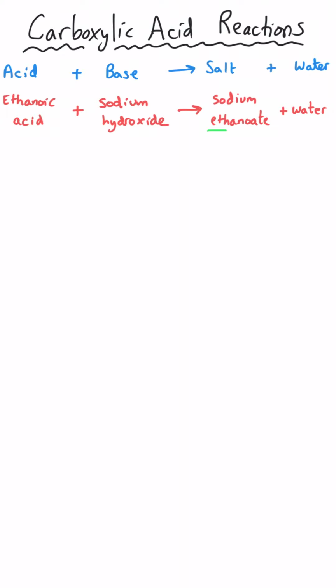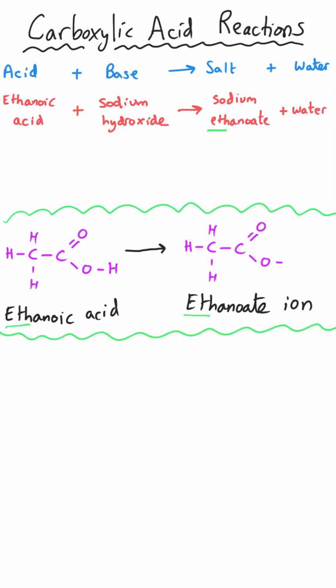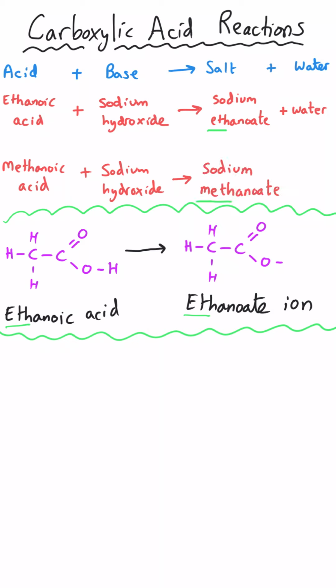What you make is a carboxylate salt. So for instance, methanoic acid reacts with sodium hydroxide and we make sodium methanoate. If we'd used ethanoic acid, we would have made sodium ethanoate. So acid plus base makes salt and water.